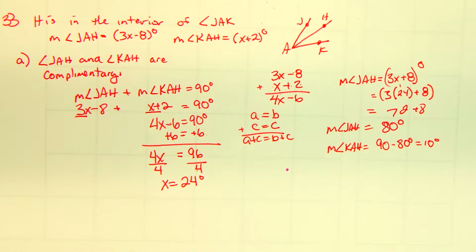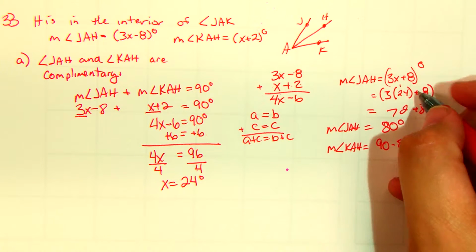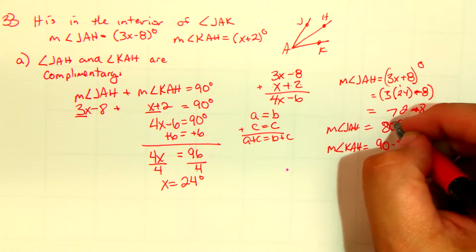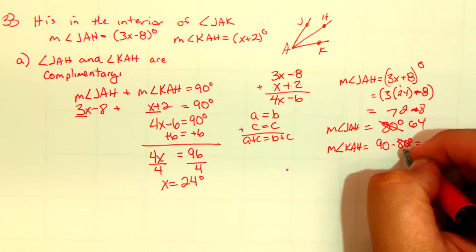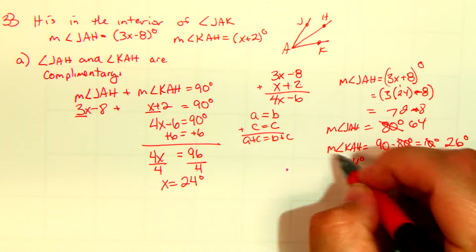Yes, sir? No, we'll check in a second. Where? Oh, it is a minus sign. That would have worked. It worked out so much nicer that way. So that's a 64. That's a 64. So that's 26 degrees. So you get 64 degrees for the first one and 26 degrees.